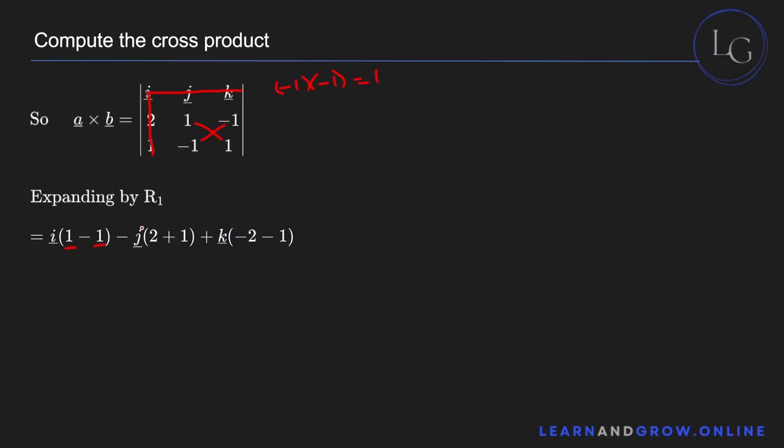Now let's see what you do in the case of j, right? Okay, now the second step is to cut out the j column. So the row of j is the first row and the column of j is the second column. Now what remains are this term, this term, this term, and this term.